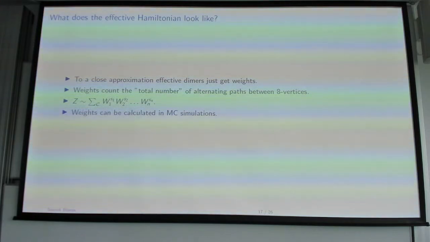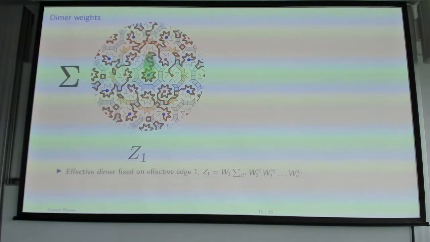The main contribution in RG is that the dimers just get renormalized weights. The way I calculate this, I first consider this partition function, which is the sum over the total number of configurations where I actually do have an effective dimer on a particular edge. Given my hypothesis of the weights factoring, the partition function is given by this. You sum over all configurations such that this edge has a dimer.